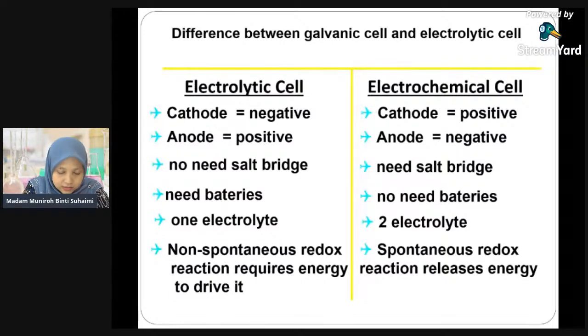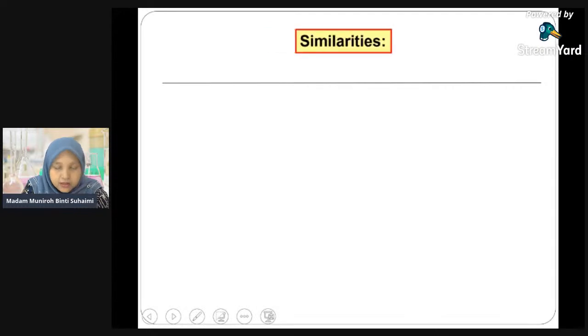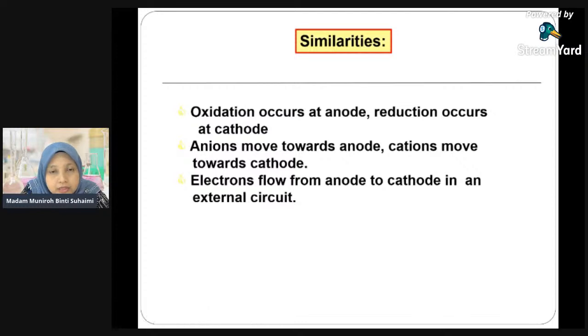Next, we will see the similarities. What are the similarities between these two cells? Oxidation occurs at the anode, and reduction occurs at the cathode. Anions move towards the anode, and cations move towards the cathode. Electrons flow from the anode to the cathode in an external circuit.